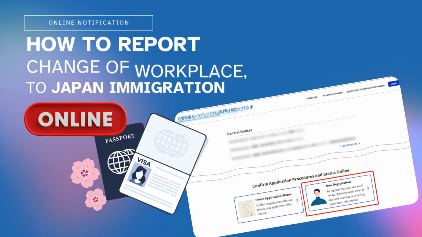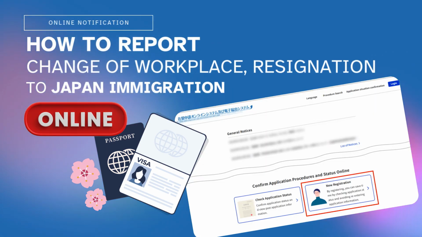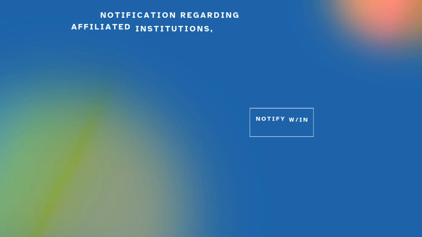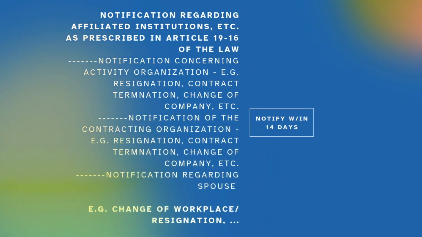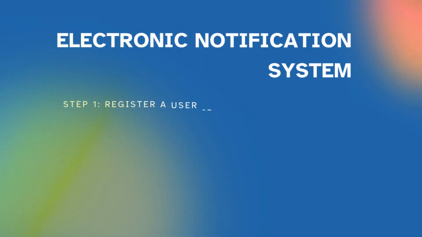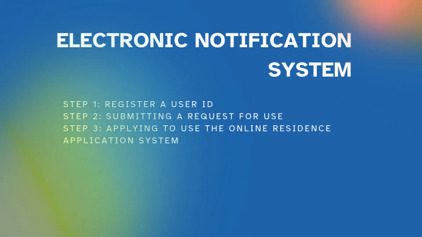If you are a foreigner and you just resign from your work, you need to notify the immigration office within 14 days. And you can do it online. Here is how you do it. In their system, we need to do these 3 steps.